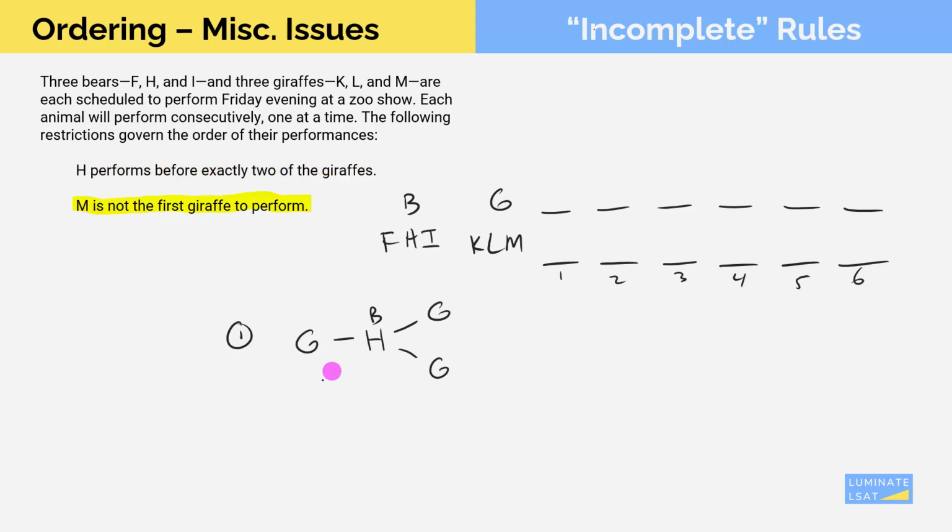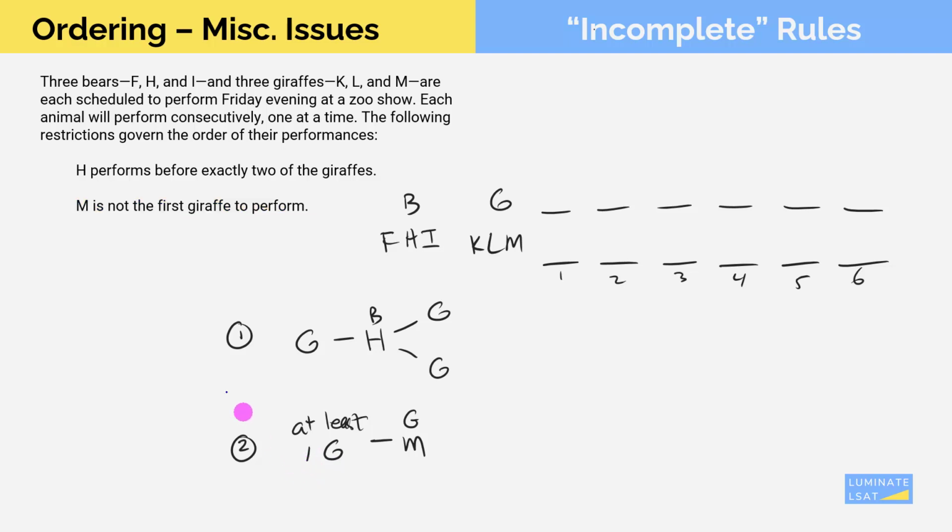M is not the first giraffe to perform. So a lot of students might write something like this. M is not the first giraffe. But here I want to apply the principle of turning the negative into the positive. This rule is phrased in terms of what's not allowed or what's not going to happen. But I want to think about what does this mean then? What positively does this mean? Well, if M is not the first giraffe, then that means there has to be at least 1 giraffe before M. So this is a better way of representing this rule.